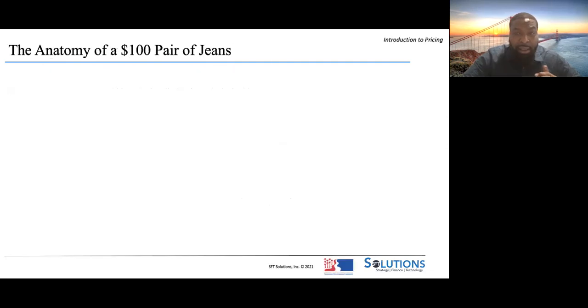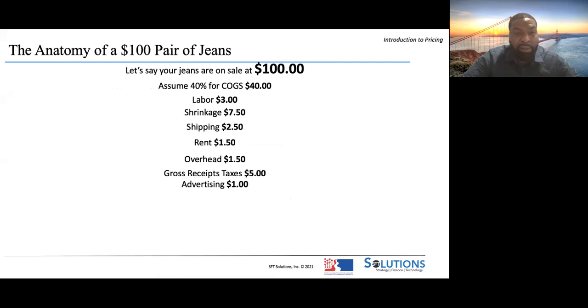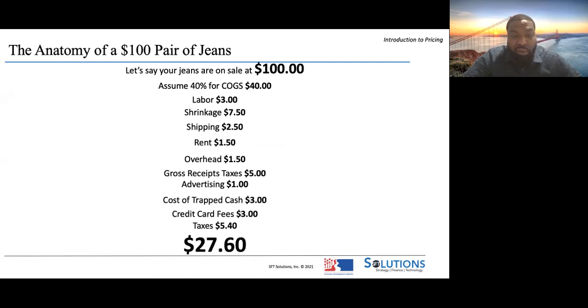Now, think about this, right? To do that same work, but if you're selling a $100 pair of jeans, a lot of the numbers would stay the same. Some of them would change. Obviously, the cost of the pair of jeans would increase. But at the end of the day, you're left with $27. So you're essentially doing the same amount of work, but you get 28% profit.